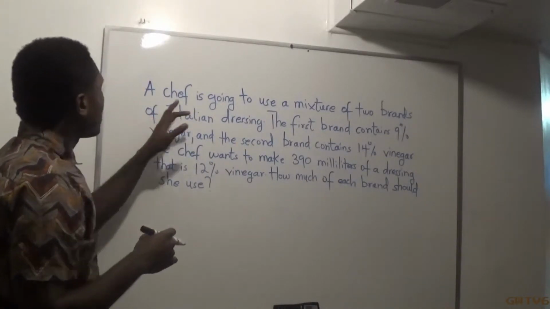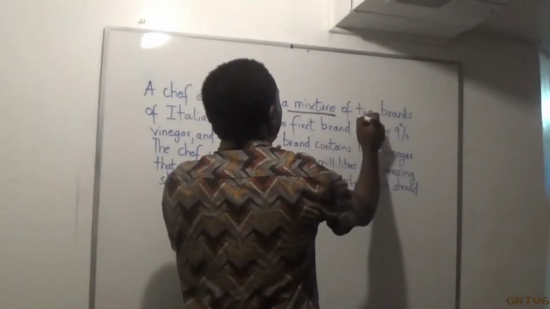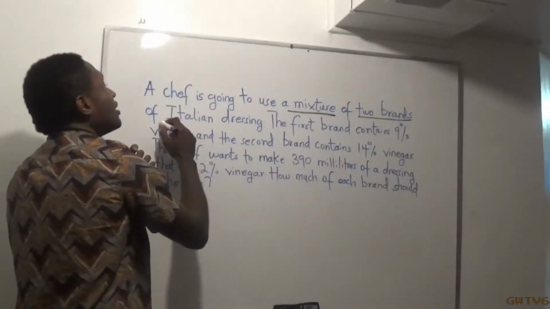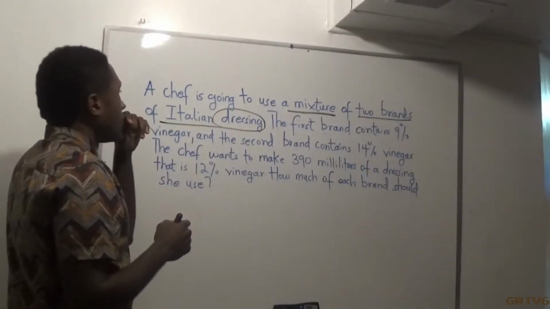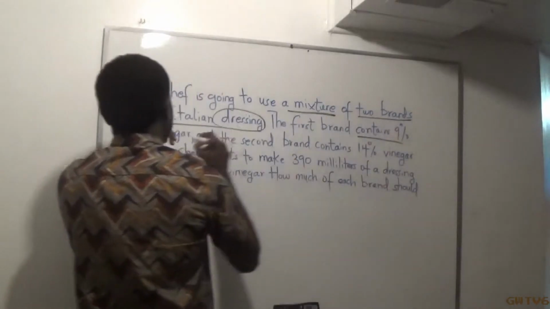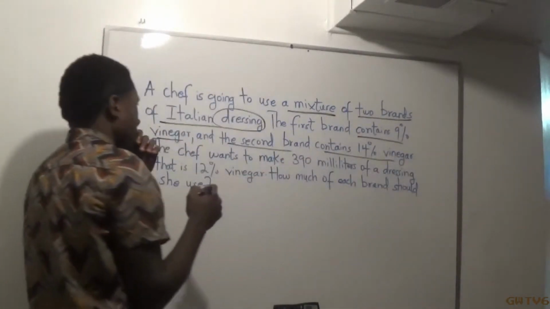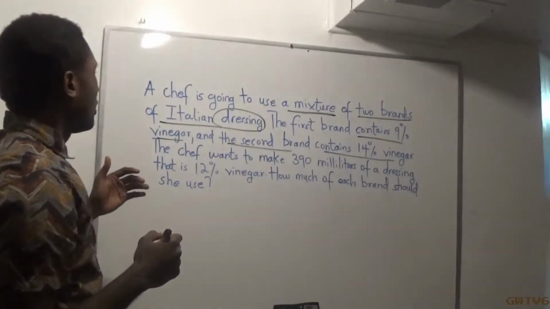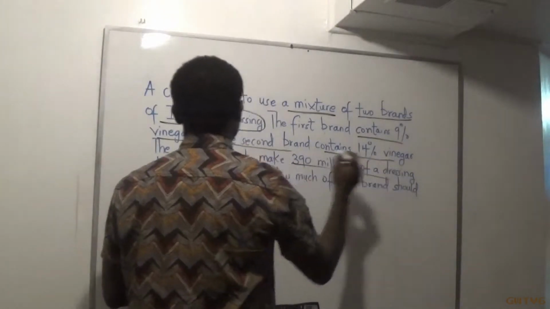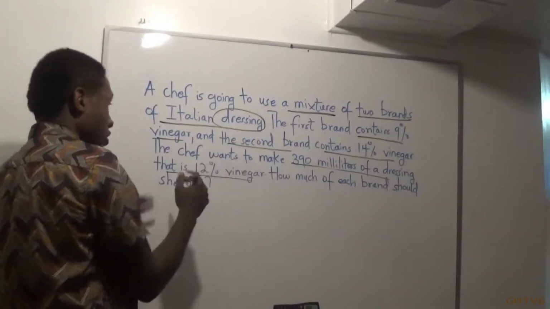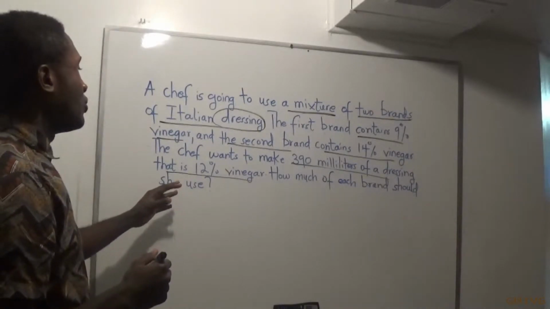Well, they're saying a chef is going to use a mixture. So there's a mixture going on of two brands of Italian dressing. The first brand contains 9% vinegar, and the second brand contains 14% vinegar. Okay. And then the chef wants to make 390 milliliters of a dressing that is 12% vinegar. How much of each brand should she use?